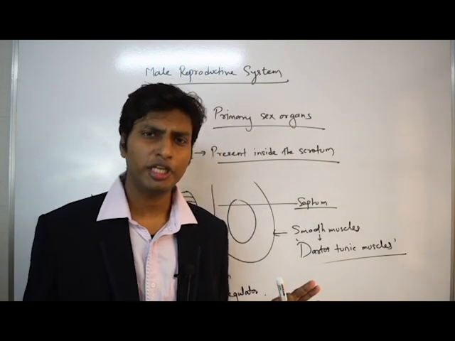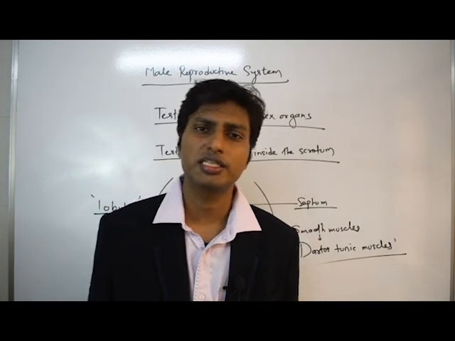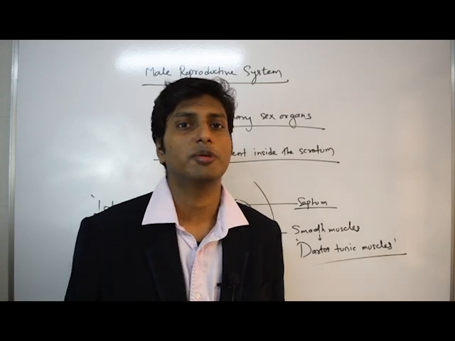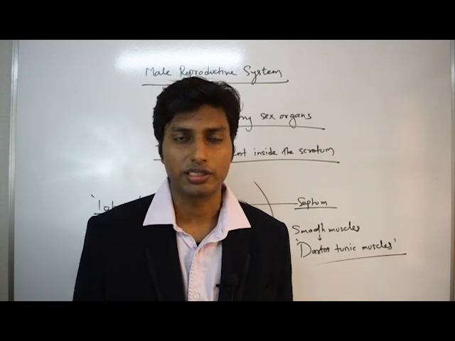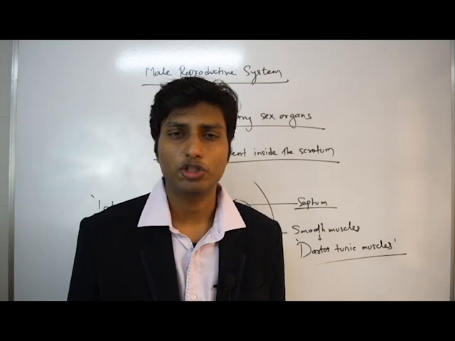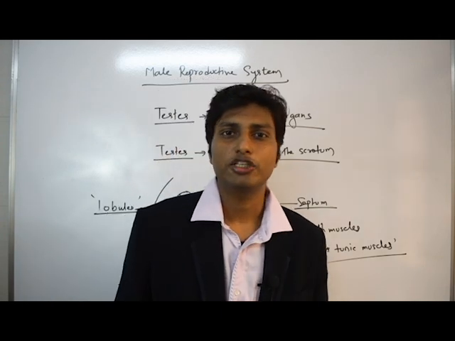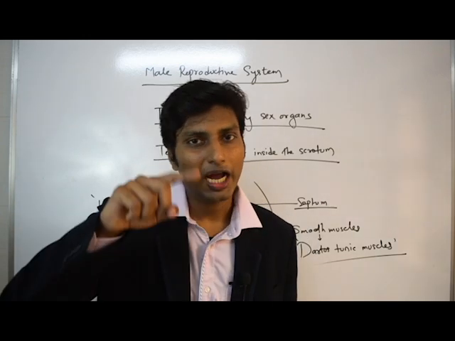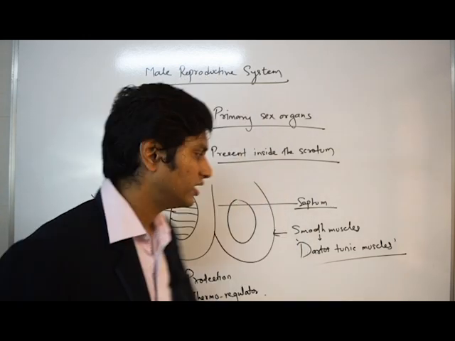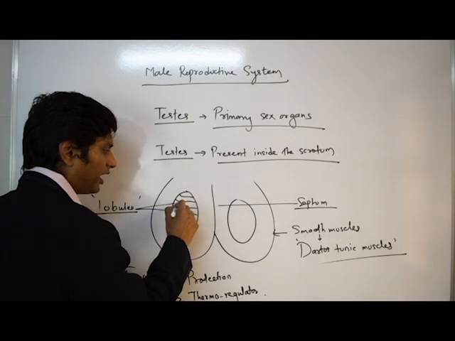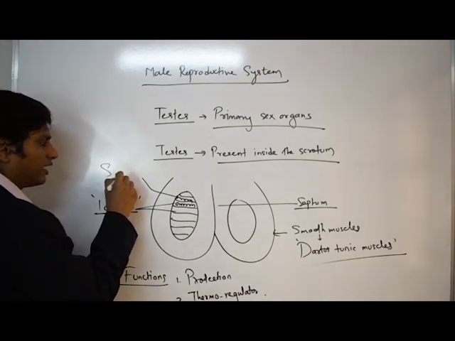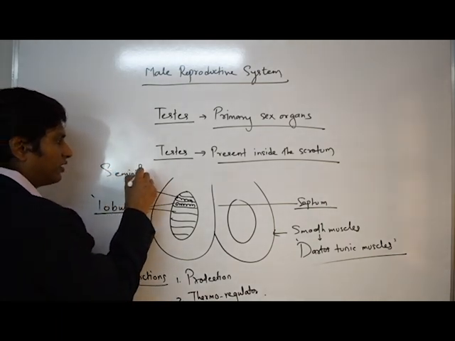Now exactly how many lobules are present in a single testis? There are around 200 to 250 lobules which are present in each of the testes. What is the significance of these lobules? Inside these lobules, inside these compartments, there are some highly coiled ducts which are present. And what are these ducts called? These special kind of ducts are called as seminiferous tubules.